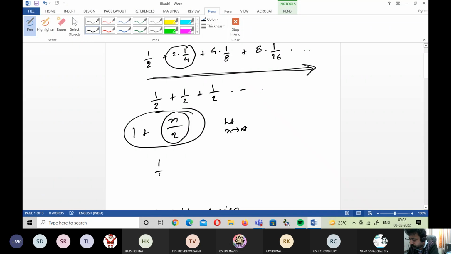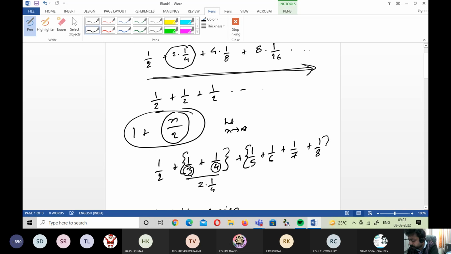Suppose 1 by 2 plus 1 by 3 plus 1 by 4. Now 1 by 3, 1 by 4 you have taken as a group. Here in 1 by 4, the denominator 4 is highest. So obviously this particular summation is greater than 2 into 1 by 4, because here the denominator is less, so its value is higher. So 2 into 1 by 4. Similarly, suppose 1 by 5 plus 1 by 6 plus 1 by 7 plus 1 by 8. Obviously here this denominator is highest.